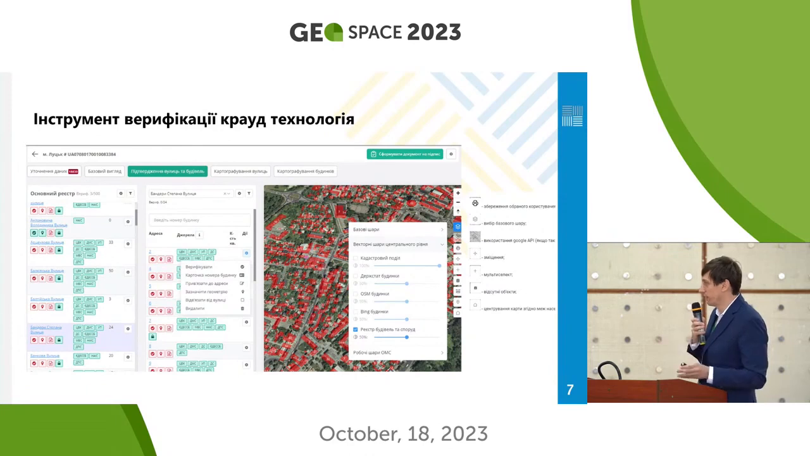This is the instrument of verification. This is the crowd technology. From Finland spoke about 3D. This is also 3D. You can also see it on the left. You see the register of status with verification of streets and addresses, and also here is a lot of very interesting instruments which allow to simplify the process of verification.